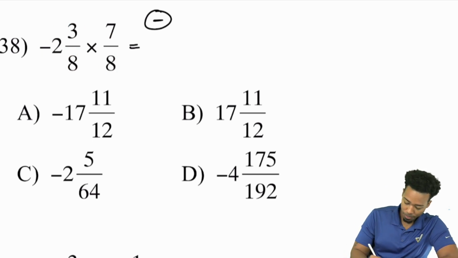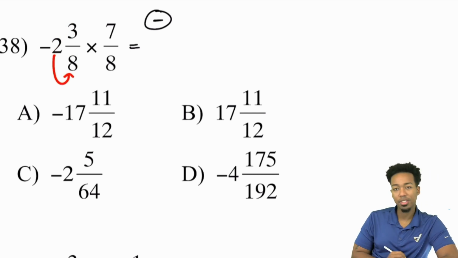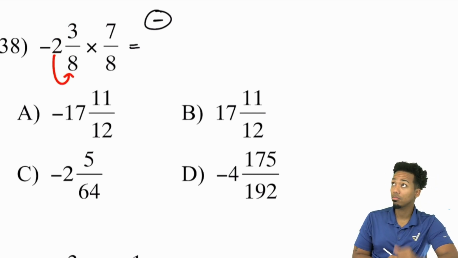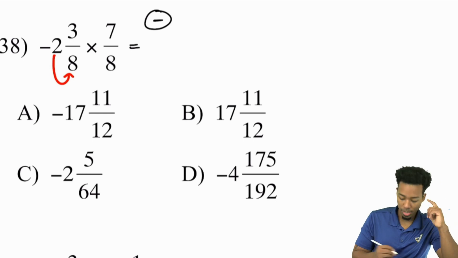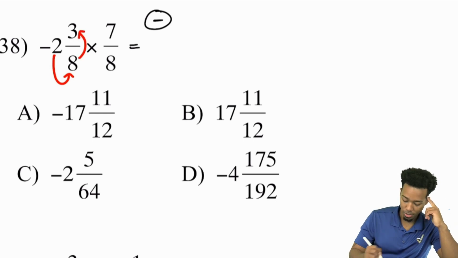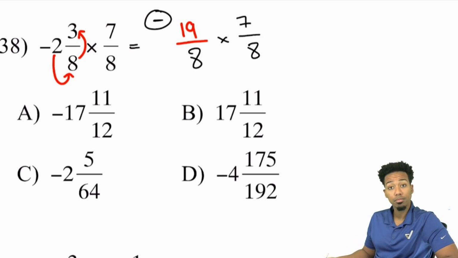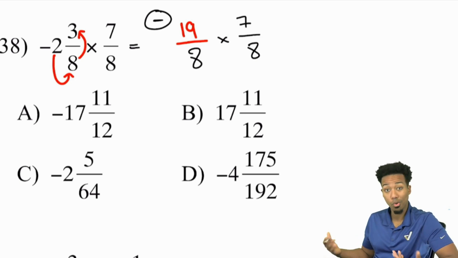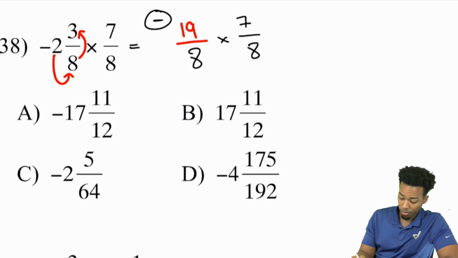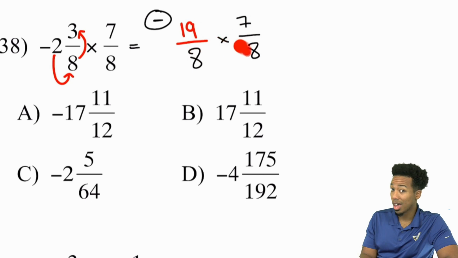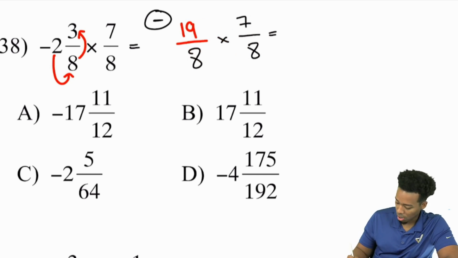What's going to happen is we take the whole number, multiply by the denominator. 2 times 8, that's going to be 16. Then you add it to the numerator. 16 plus 3 is 19. So we have 19 over 8 times 7 over 8. From here, do we have anything that we can simplify before we actually multiply? Well, no, because 7's a prime number, doesn't share anything with the 8. 19 is also prime, doesn't share anything with the 8. So we're just going to straight up multiply and call it a day.